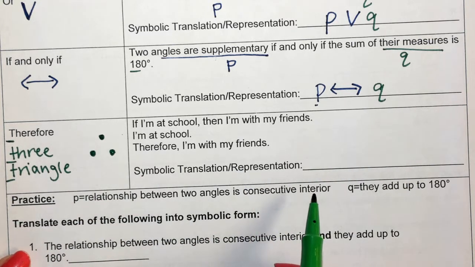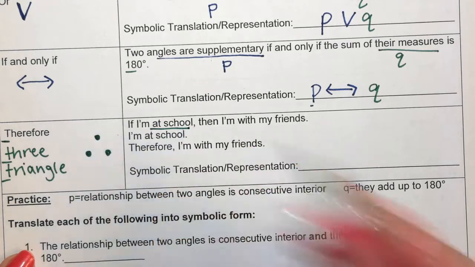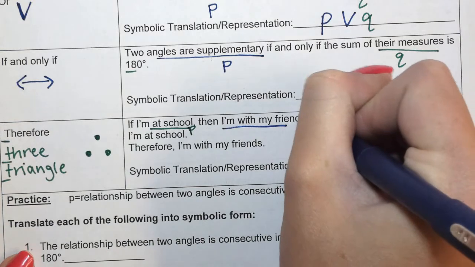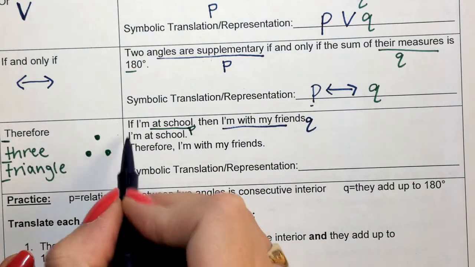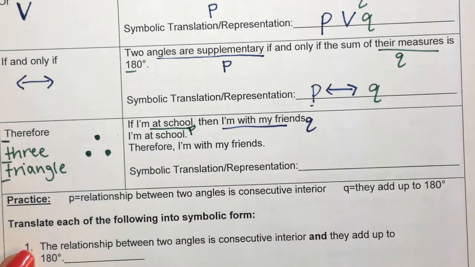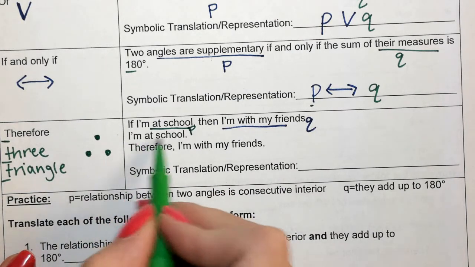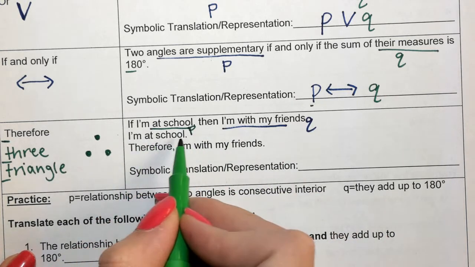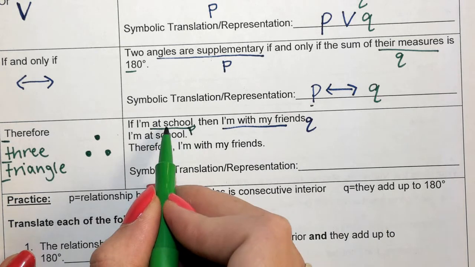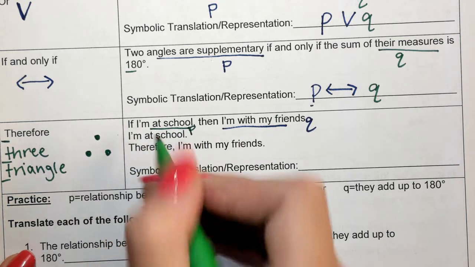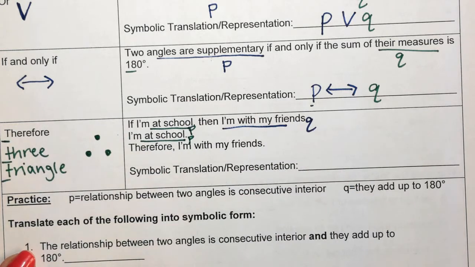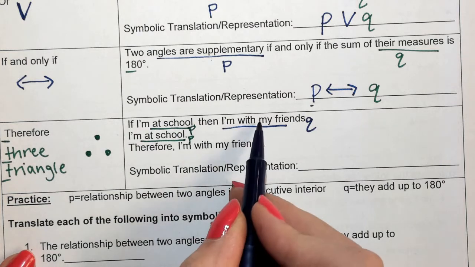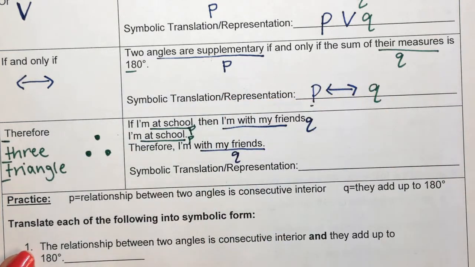So to translate this symbolically, we have if I'm at school is our P, then I'm with my friends, Q. I'm at school. So this is a little bit new from what we're used to seeing. It's a continuation of one of these statements. So I need to make sure I use the same letters. I'm at school. Is that Q or P? It comes from P. It's the same thing. So I'm going to also label that P. Therefore, I'm with my friends. That one comes from Q, so I label that Q.